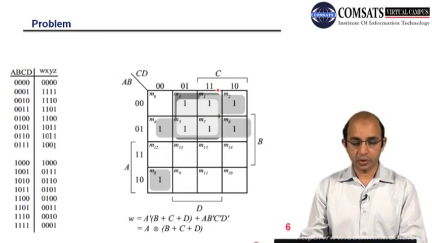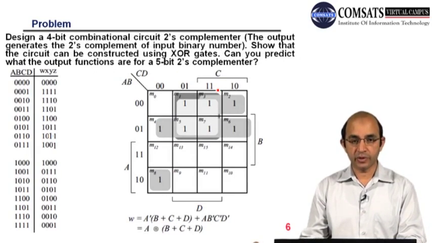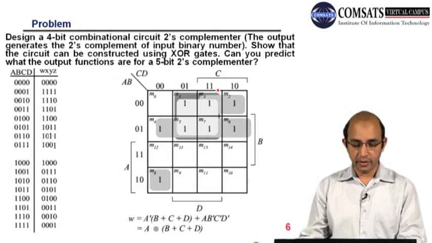So let's talk about problems. These problems have been taken from your textbook, right? So let's solve them. So here we have the problem: design a 4-bit combinational circuit that can take the 2's complement, right? And we have to show that we can construct it by using XOR gates, right? And we have to predict the output function if we have 5 bits, or you have to take the complement of 5 bits, right?